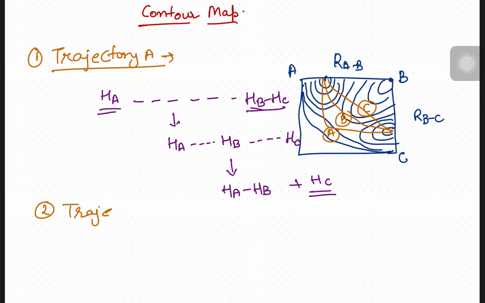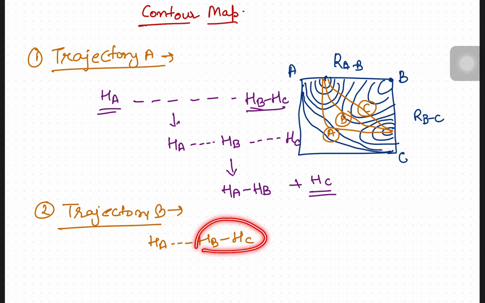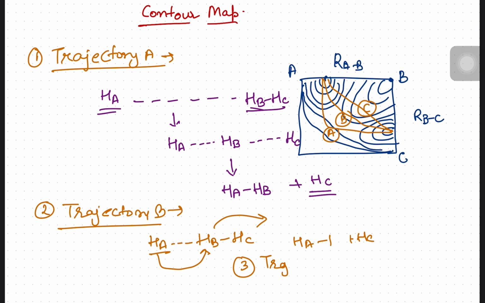Second was trajectory B. So in this, what happens? The distance between HA and HB and the distance between HB and HC change in a similar fashion. Means how much close HA will come to HB, that much far HC will go out of HB. So finally the bond formation will take place.